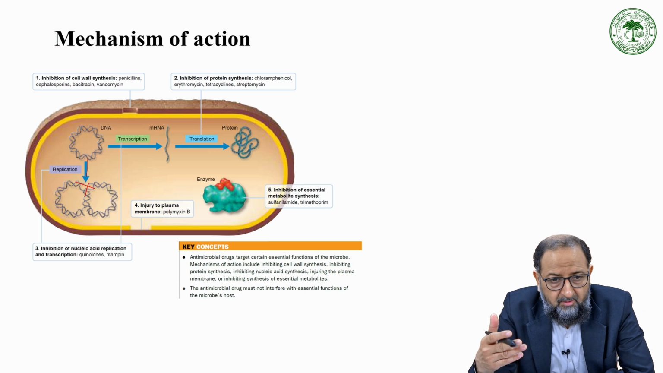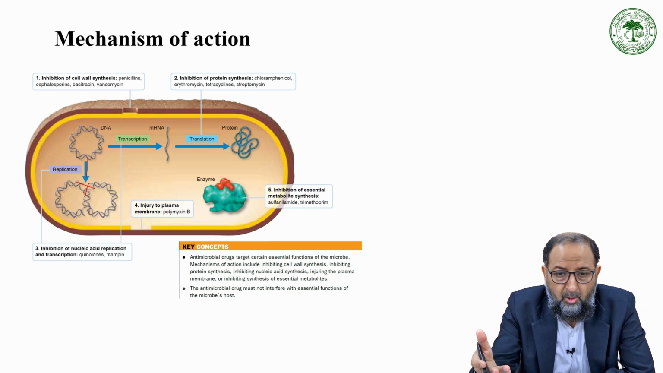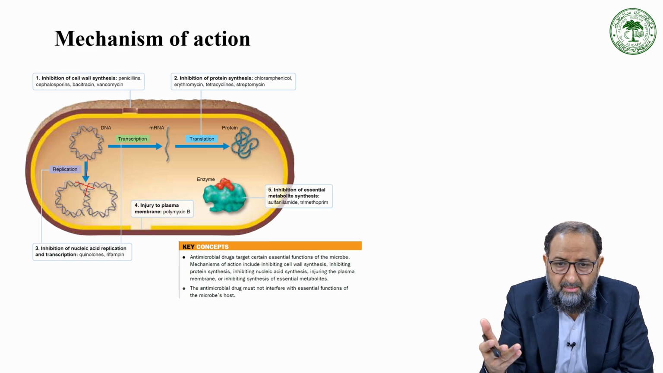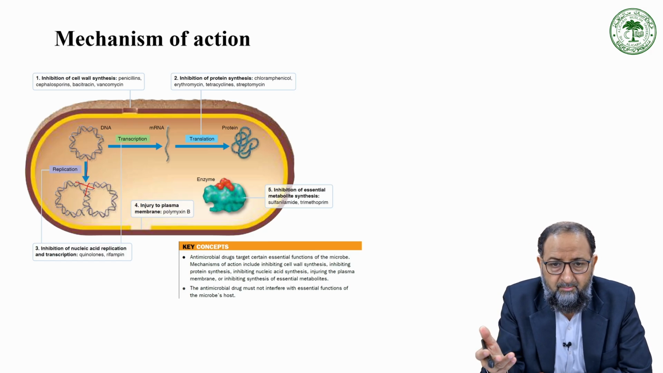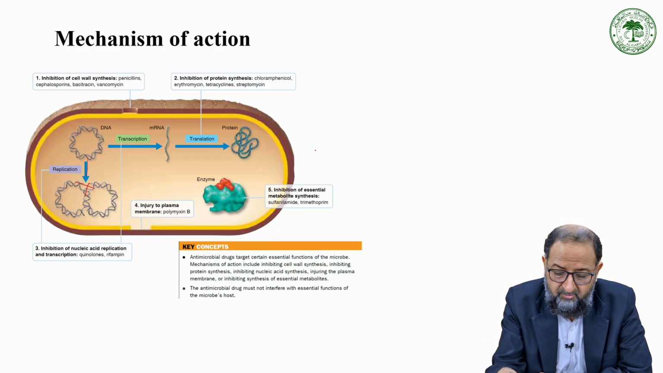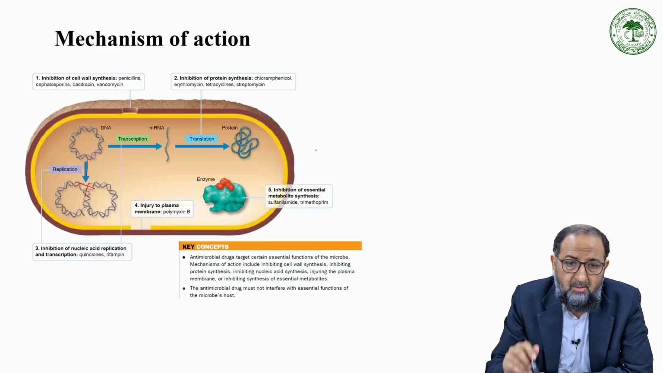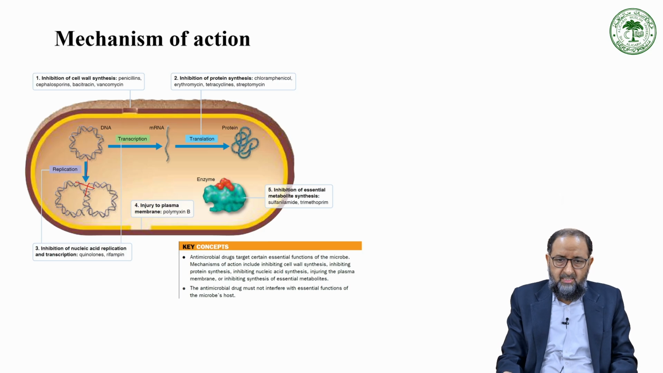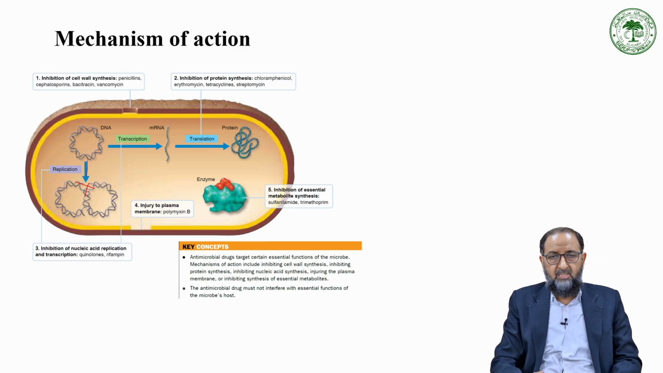Similarly, we have injury to the plasma membrane, like polymyxin B, colistin, and bacitracin, then inhibition of essential metabolite synthesis, like sulfonamide and trimethoprim. They act on enzymes, so the enzyme may not act and the metabolic processes will be blocked. So the key concept of this is antimicrobial drug resistance. Basically, drugs target certain essential functions of microbes, and these essential functions are targeted by antibiotics to kill the bacteria.